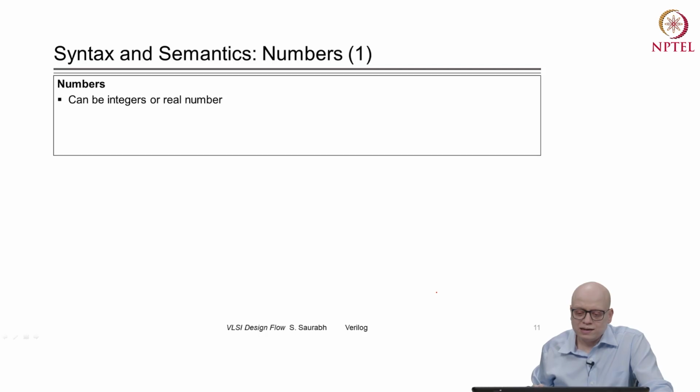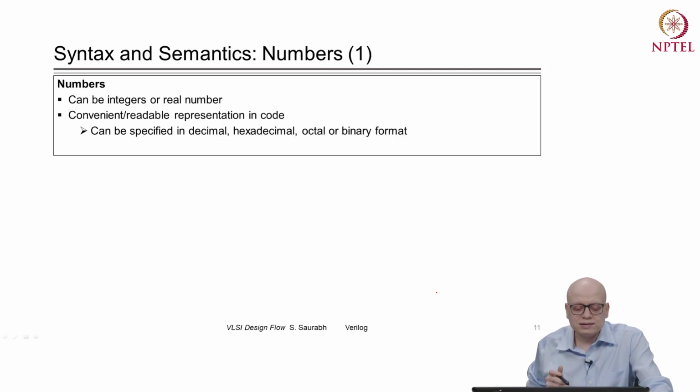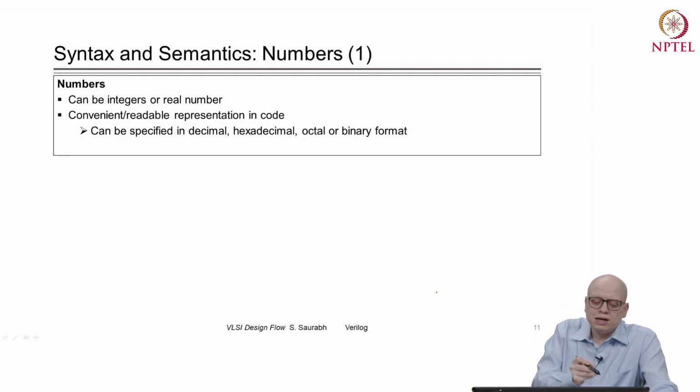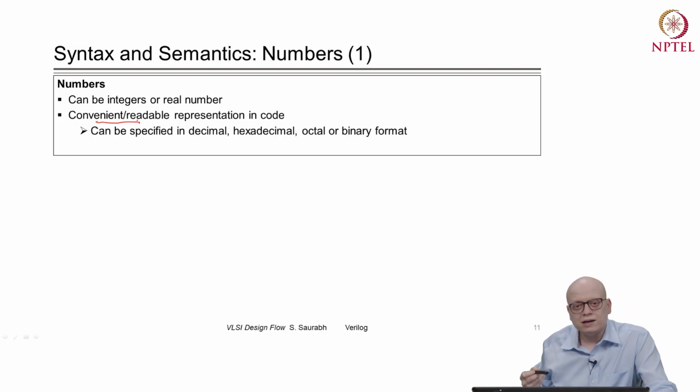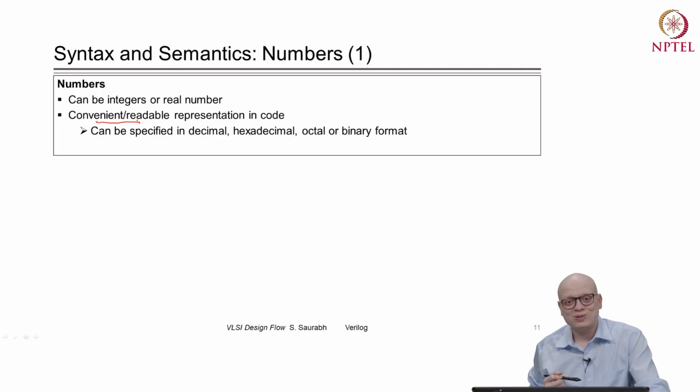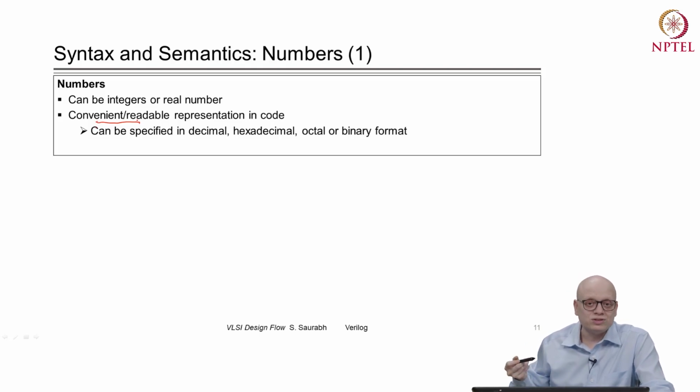Then what are the numbers in Verilog? They can be integers or real numbers. When we write numbers in our code, we should write them in a format which is convenient to us, and also readable for others. Note that once we write the code, it is not only for us. The code that we write may be used by some other group, or debugged by some other group, and so on.